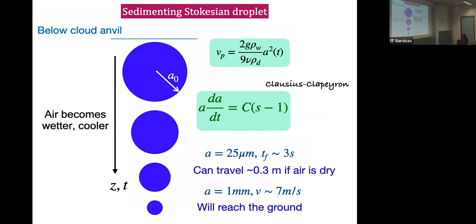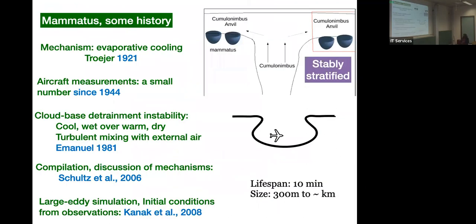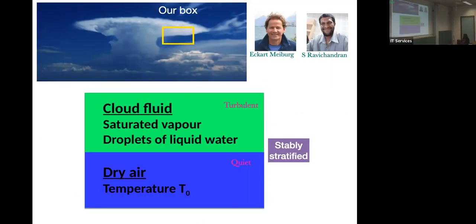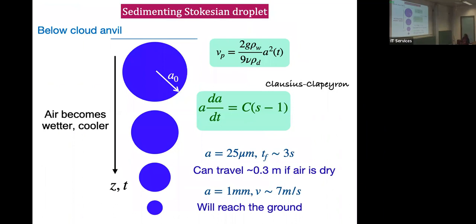Okay, so first of all, the first thing that happens is there are droplets of liquid water, which you remember are 1,000 times heavier than air. So they're going to start sedimenting. And then as they start sedimenting, let's look at a single drop below the cloud anvil, where it started falling.